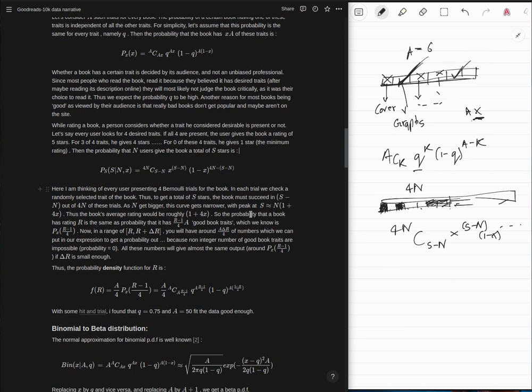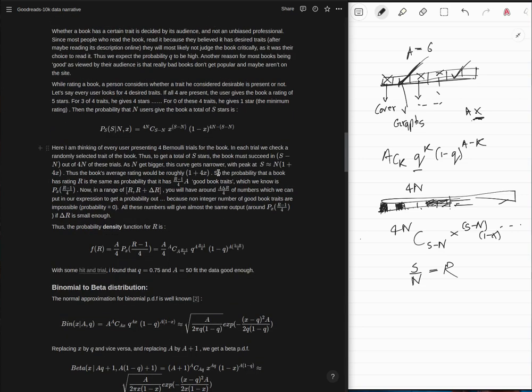And what does capital S stars correspond to? That corresponds to capital S upon n rating, so we'll call that capital R. So this is the probability for capital S given n and x. I already did that for the Bernoulli trial thing. Now we're finally getting to the probability distribution.